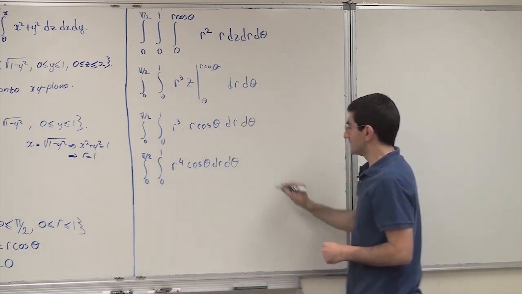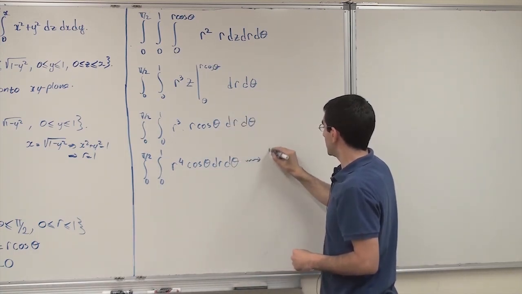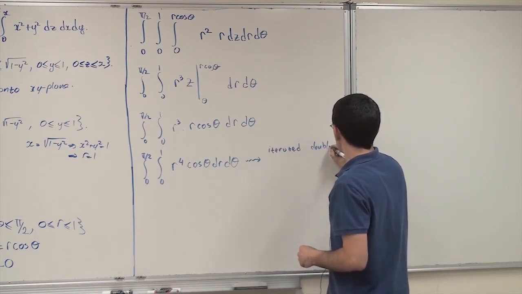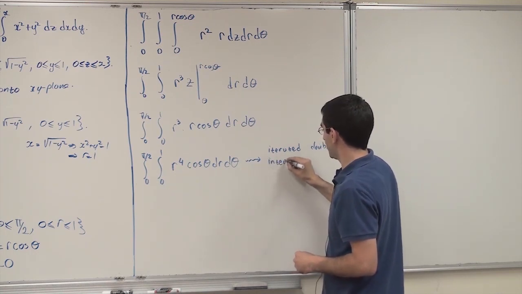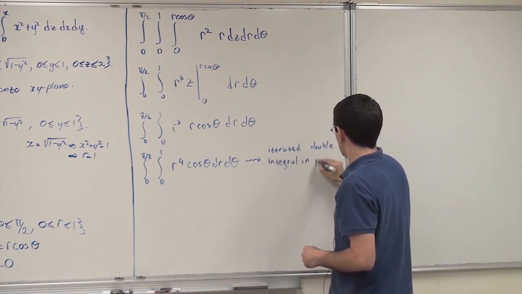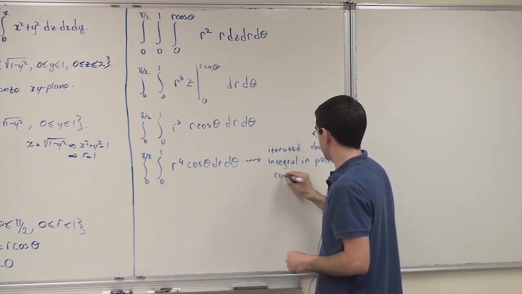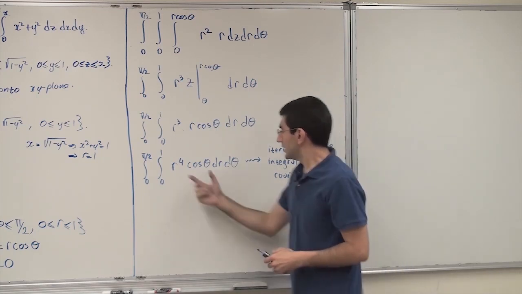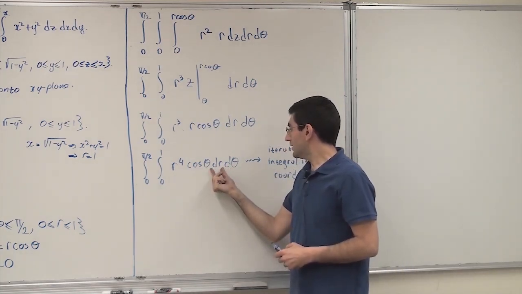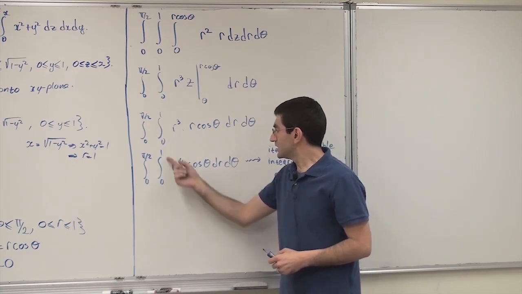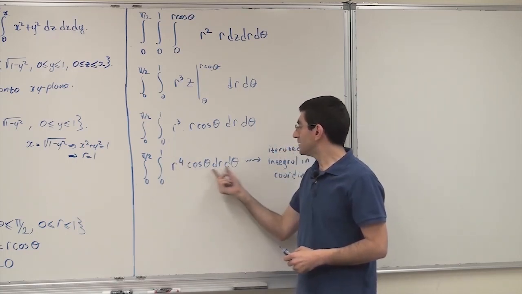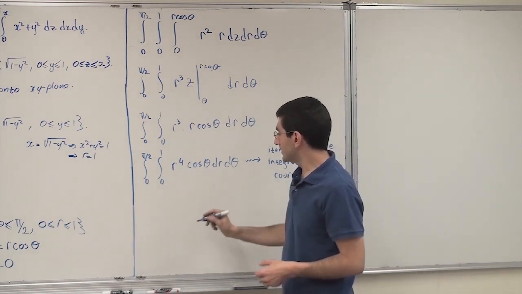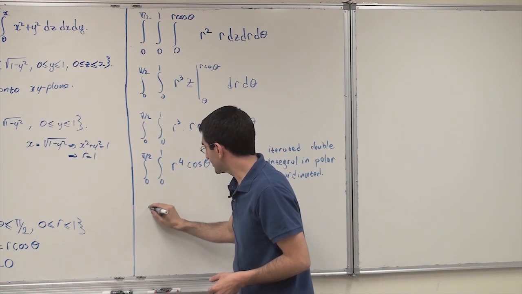Now, this double integral, it is an iterated double integral in polar coordinates. It is iterated because the boundaries of r are, as you see, 0 and 1, and they are independent from the variable theta. So, to evaluate this double integral, I can separate the variables.